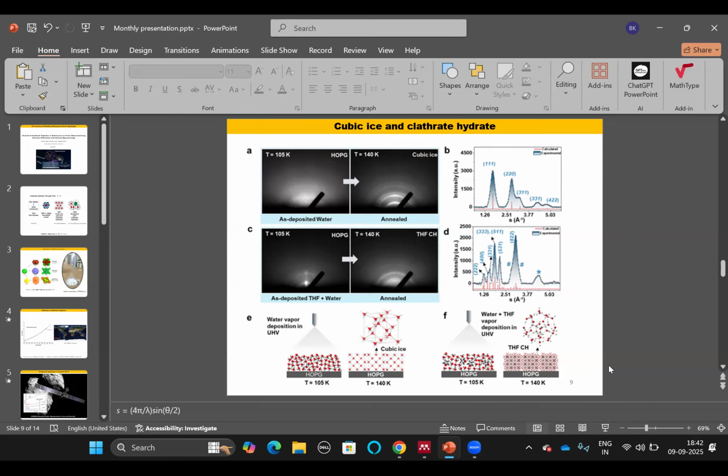Similarly, what will be the largest molecule that can go into a cage? Can a cluster go in? Can naphthalene go in? Can phenanthrene go in? Pyrene? Okay, I stop here. Again, I'm asking the question as to what the frontiers are. What are the new questions you can ask?